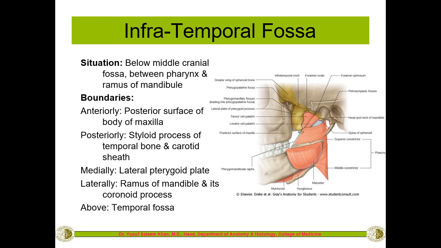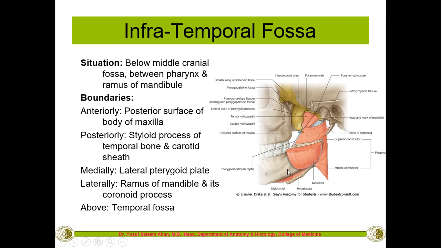So what are the boundaries? Anteriorly, we can trace the posterior surface of the body of the maxilla. This is the maxilla here. So this is the posterior surface of the maxilla. Then posteriorly, we have the styloid process, coming from the temporal bone. This is the styloid process which forms the posterior boundary, and deep inside we can also trace the carotid sheath. Then medially we have the lateral pterygoid plate. So here you can see, this is the lateral pterygoid plate. Okay. So this is the lateral plate of the pterygoid process, or the lateral pterygoid plate.